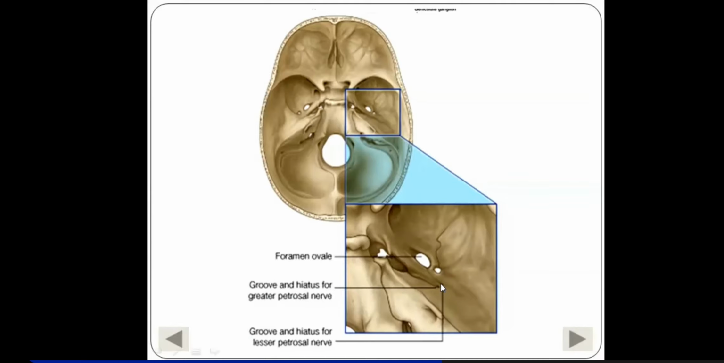Now this is the hiatus for the lesser petrosal nerve, right? And this lesser petrosal nerve is coming from the tympanic plexus, a branch from the glossopharyngeal nerve. It will soon emerge out, and it also has a groove, right? Its groove is directed towards the foramen ovale. M-A-L-E, remember? L for lesser petrosal nerve. So here it will emerge out through the foramen ovale, join the V3 component of the trigeminal nerve, and it will relay in the otic ganglion.